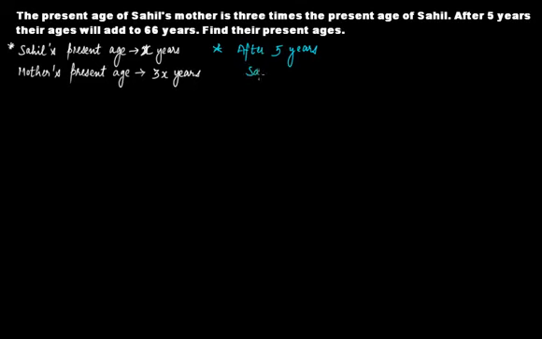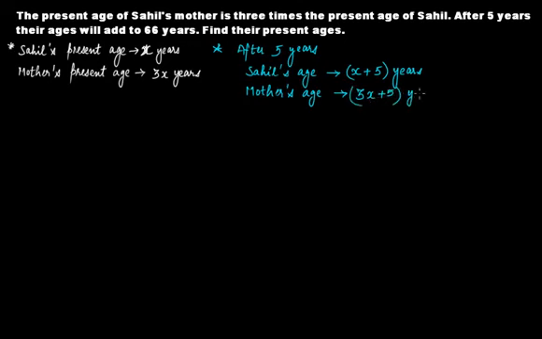After 5 years, Sahil's age will be x plus 5 years, because the present is x. So after 5 years, his age will be x plus 5. Mother's age after 5 years will be, at present it's 3x, so it will be 3x plus 5 years. So after 5 years, Sahil's age is x plus 5 and mother's age is 3x plus 5 years.